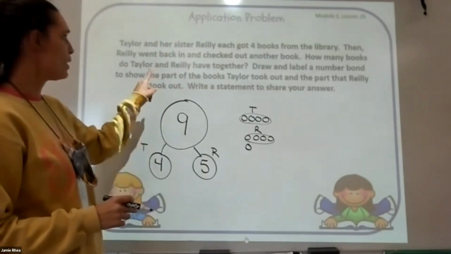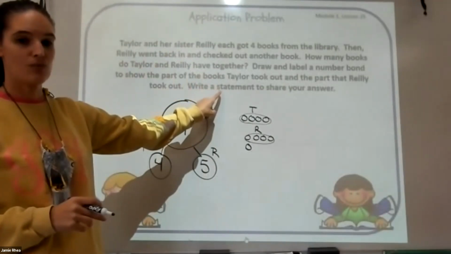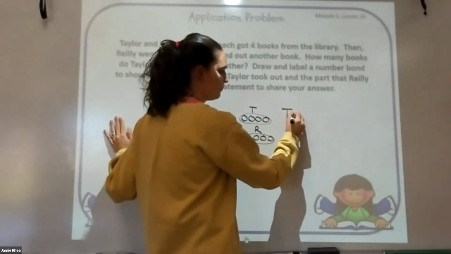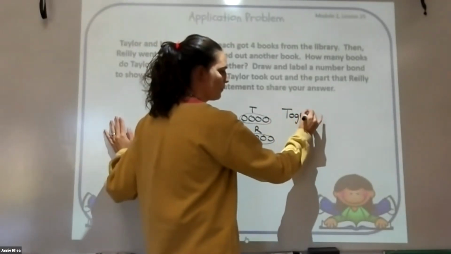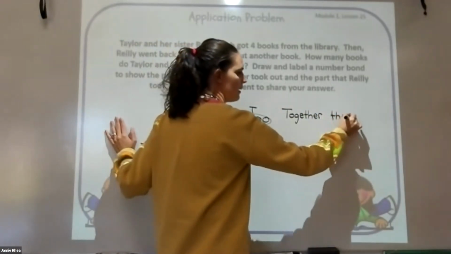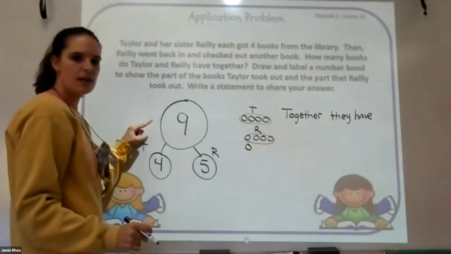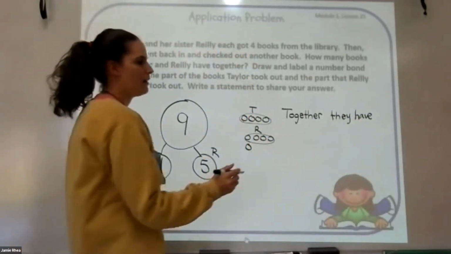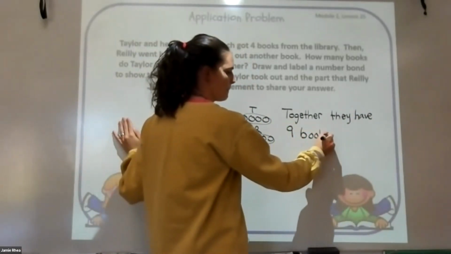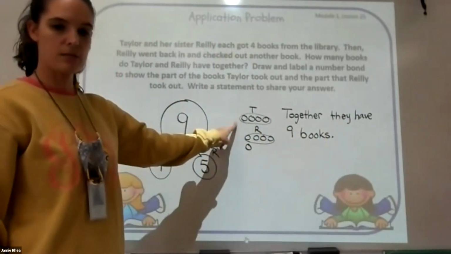So my question was, how many books do Taylor and Riley have together? Now I can write out my statement. I can say, together, they have, how many books did we find out? We have 9. They have 9 books. And we even did one step further and we drew out to help us.